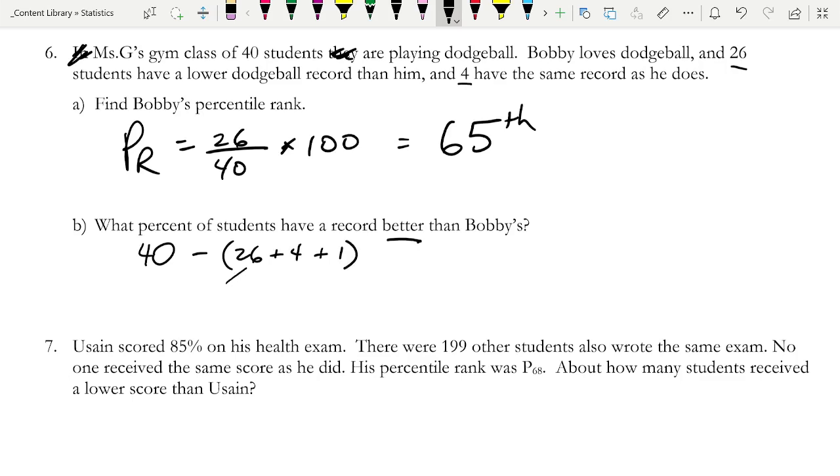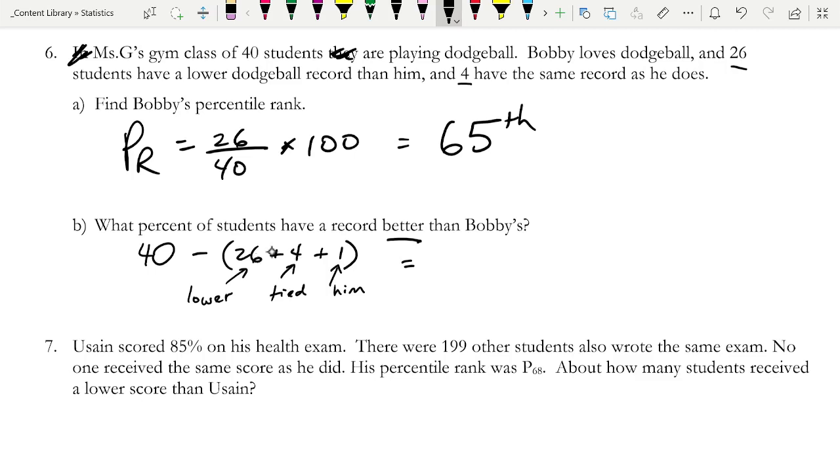So, right, so this is, again, I'll write it out. This is the students who are lower than him. This is the students that tied with him. And this is him. So who's higher? And forgetting that one is a very easy mistake to make. So don't do that if you get a question like this in the test.